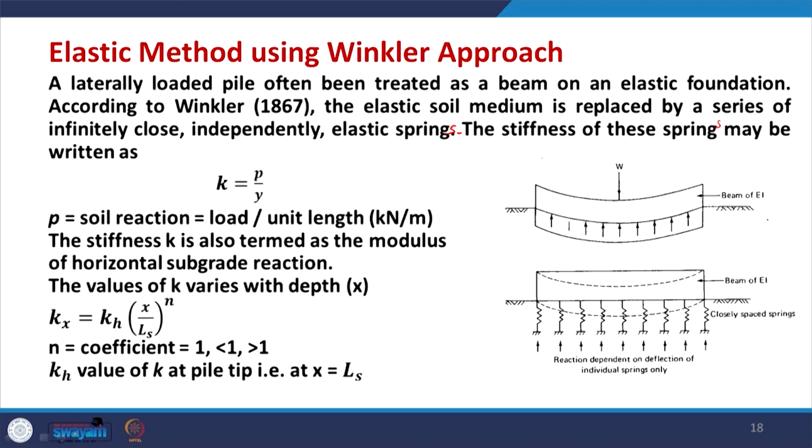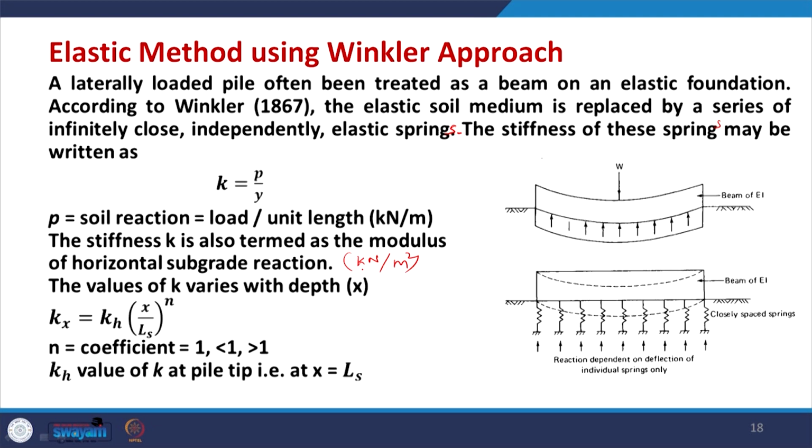The stiffness of the spring may be written this way, and this stiffness is basically soil reaction divided by the deflection. Soil reaction is in kilonewton per meter, and if I divide this with the deflection, then you will get the value of K in kilonewton per meter square. So, stiffness of soil is termed as the modulus of horizontal subgrade reaction, and the unit for K is kilonewton per meter square.